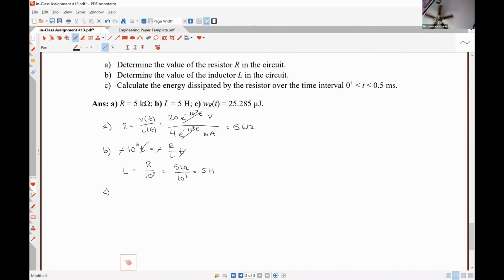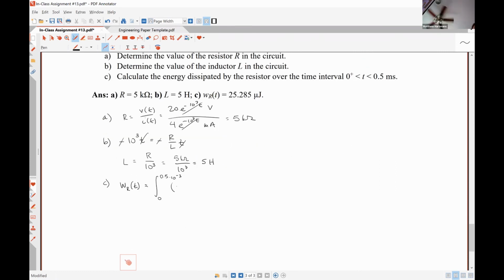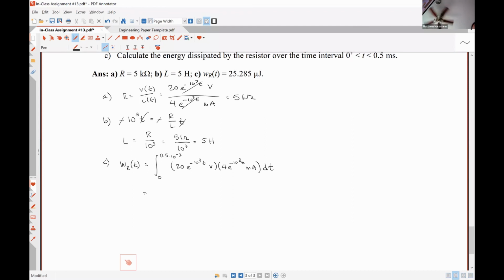So the resistor energy will be the integral from 0 to 0.5 times 10 to the minus 3 of the product of, what is it, 20 volts? Oh, it's right there, yeah. 20 e to the minus 10 to the 3 t volts times 4 times e to the minus 10 to the 3 t milliamps dt. So let's do a smidge of math here.